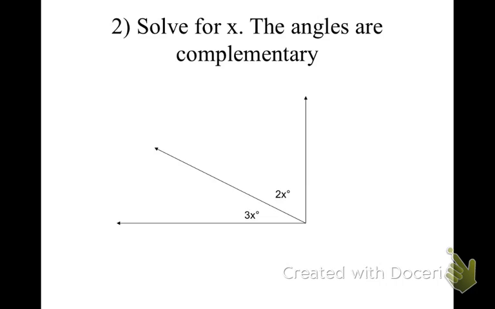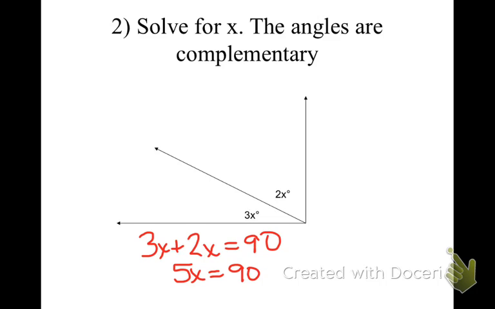In this one, it's implied that it's complementary, otherwise sometimes you'll just see the box in the corner to show that it's a right angle. So in this one, I know that I have 3x plus 2x must equal 90 degrees, combining like terms to get 5x equals 90 degrees. When I divide both sides by 5, I will find that x in this case is equal to 18.